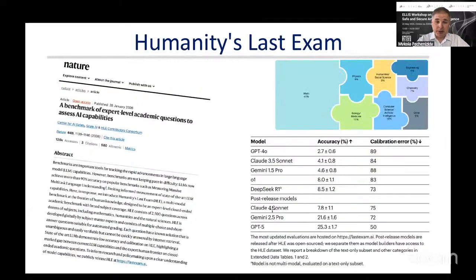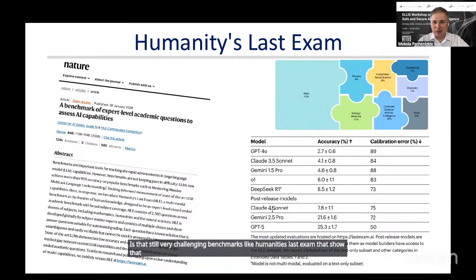There are still very challenging benchmarks like Humanity's Last Exam that show that there is still a long way to go. And well, there are many challenging tasks that current AI systems are not capable of solving well.